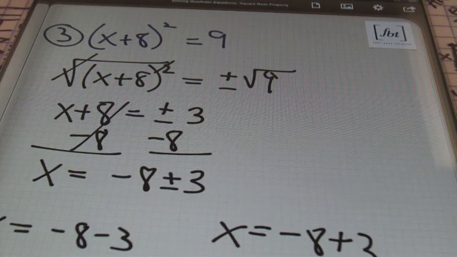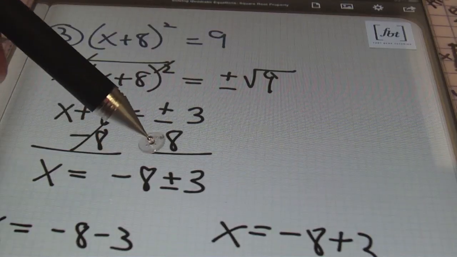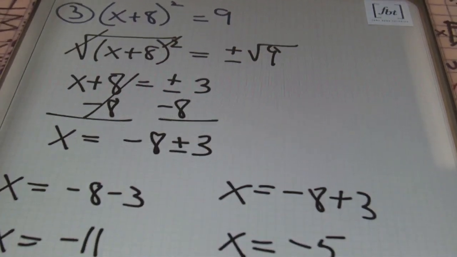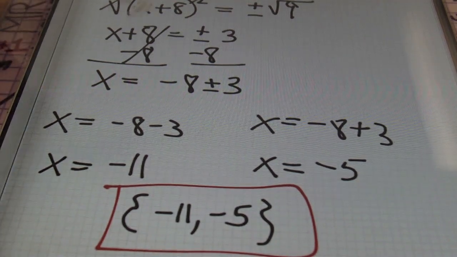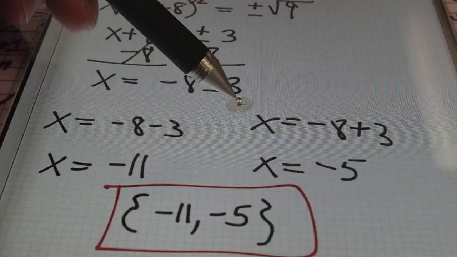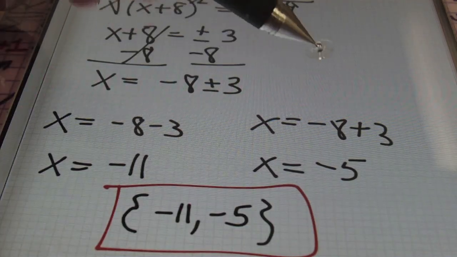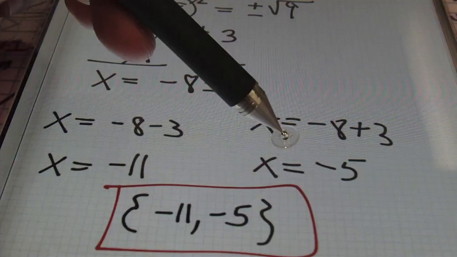And then I'm subtracting 8 from both sides to solve for x. Once I have that done, notice that I have negative 8 plus or minus 3. So therefore, these being numbers, I can combine these together in 2 different equations. One, I'll have x is equal to negative 8 minus 3. The other, I'll have x is equivalent to negative 8 plus 3. Combining my like terms there, I end up with negative 11 and negative 5.